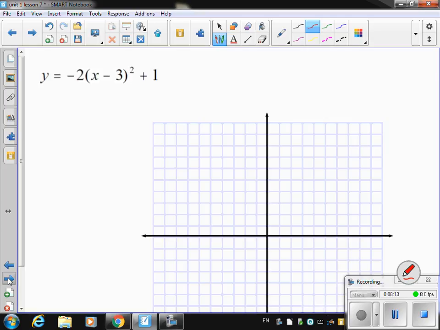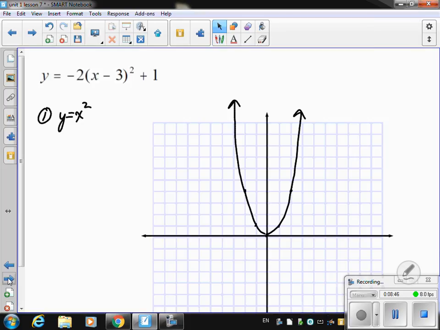Y equals negative 2(x minus 3) squared plus 1. I am starting with my parent function, y equals x squared. 0, 0. Over 1, up 1, back to the vertex. Over 2, up 4. Over 3, up 9, and so on. I'm working on squared x values for my y values. A little lumpy on the right.